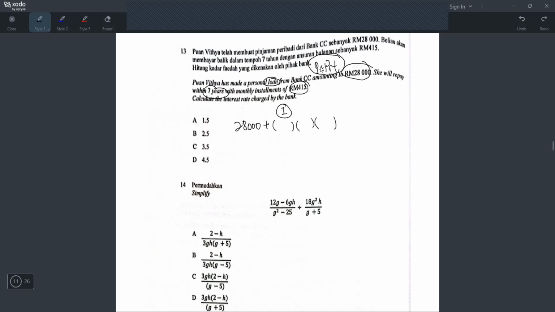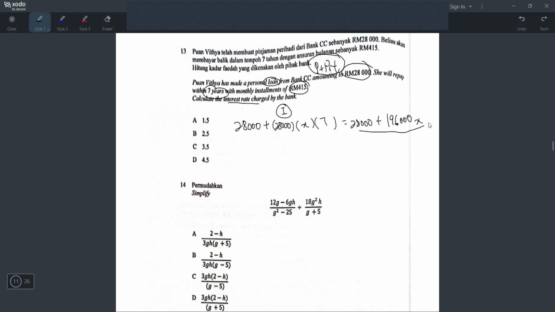So what is the P? P is the original value, 28,000, times the interest rate, but the interest rate, let's just call it X. I want to find the interest rate, and then times the time. The time is what? 7 years. So if you calculate this, you will get the amount that you have to bayar balik kepada bank. So you get 28000 plus 7 times 28,000. Just press the calculator, I will get 196,000.